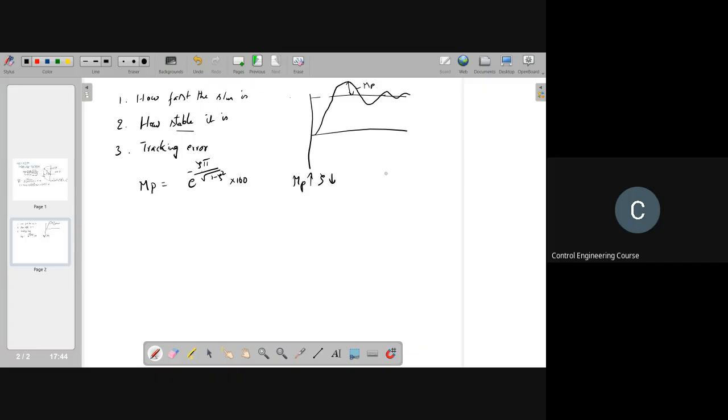Why? Because zeta is low means cos theta is high. That means in your s-domain, this is theta. If cos theta is high, it is close towards your imaginary axis, right? So low zeta means less stable. Close to the imaginary axis means it's close to instability. So one way that zeta captures the stability of the system. Are you getting my point?